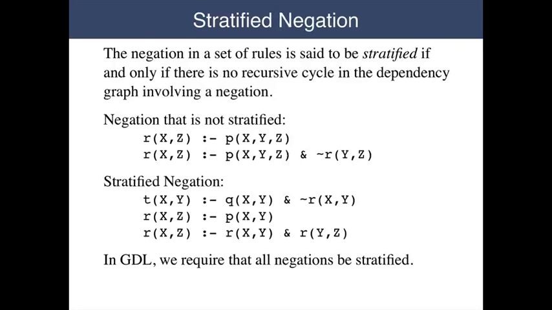Another case is stratified negation. A negation in a set of rules is said to be stratified if and only if there's no recursive cycle in the dependency graph involving a negation. For example, the first rule set shown here is not stratified because there's a cycle involving a negative occurrence of R. By contrast, the second set of rules is stratified. This set is recursive, but there's no negation occurring in a cycle. The only negative occurrence of R occurs in the definition of T, and that's not part of any recursion. In GDL, we also require that all negations be stratified.